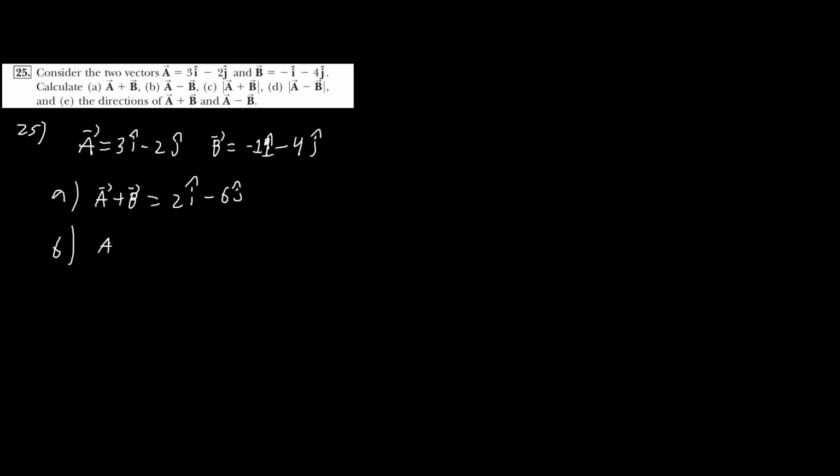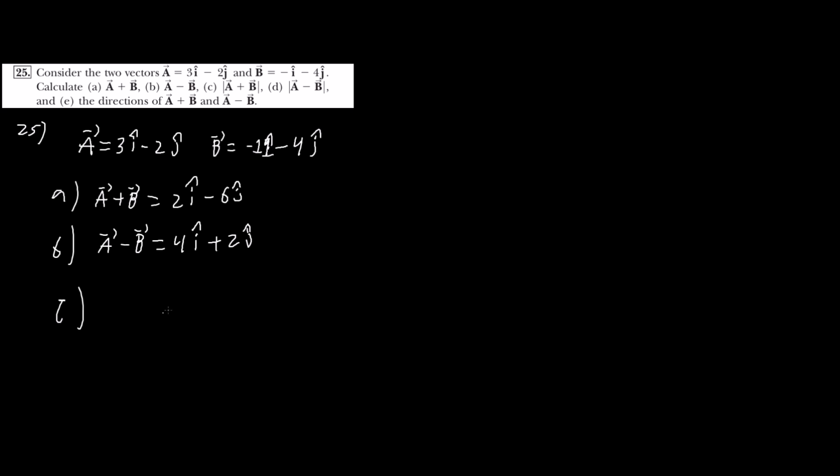Let's calculate A minus B. So we're going to take this negative sign and pretend that it's a positive. So 3 plus 1, that's going to be 4 in the I-hat direction, and -2 plus 4 is plus 2 in the J-hat direction. That's C, and that was B. All right, so we're going to calculate the magnitude.